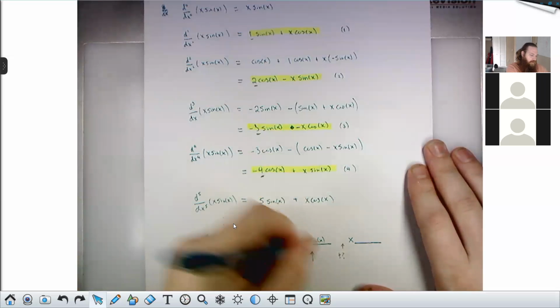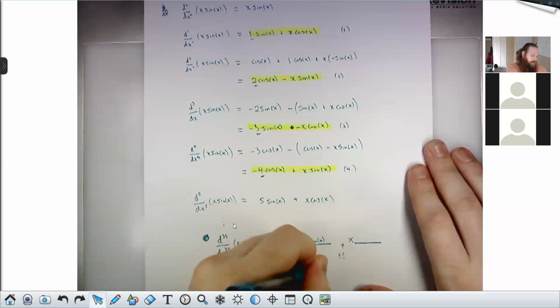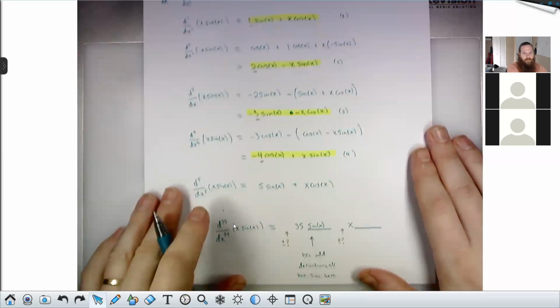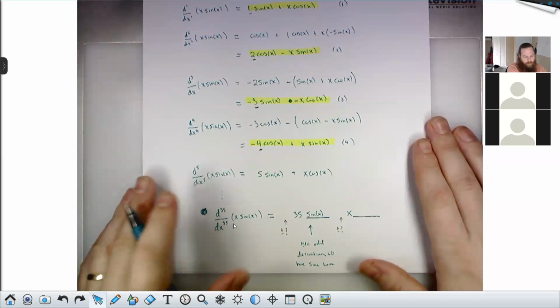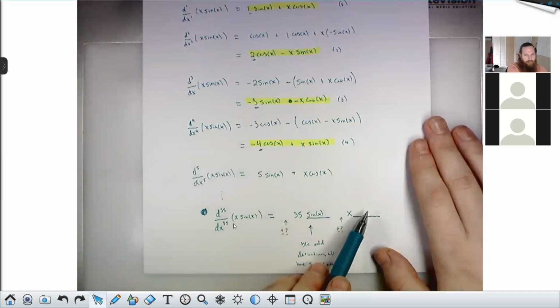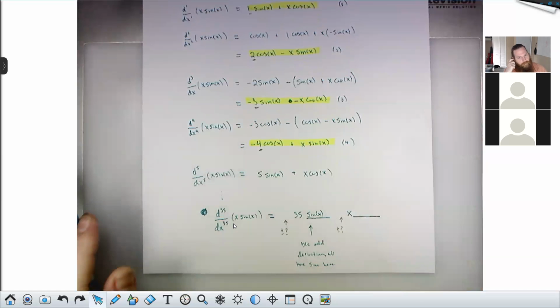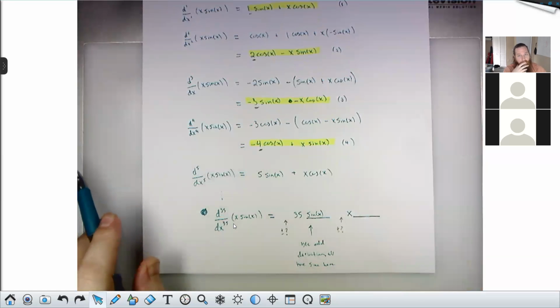And I know this because the odd derivatives all have sine here. Okay. What about here? What about the second blank there?